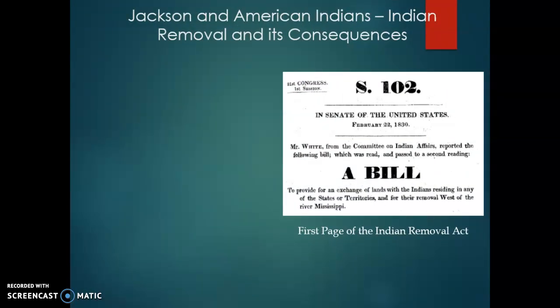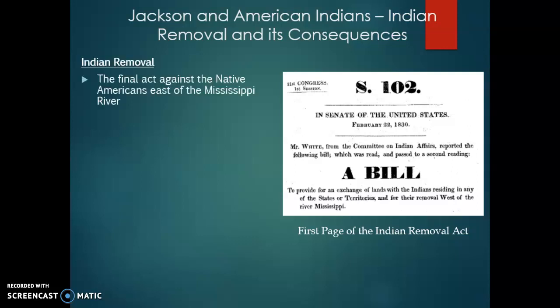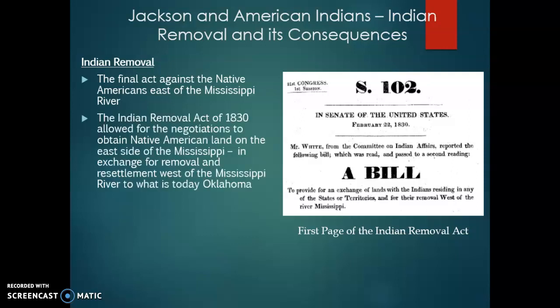The other thing, let's return to Andrew Jackson here. One of the things that's really a darker mark on his legacy is the Indian removal. This was the final act against the Native Americans east of the Mississippi, and this will finish moving them off their lands up and down the East Coast. It allowed for negotiations to obtain Native American land, and in exchange, removal to west of the Mississippi, in what is today Oklahoma. Interestingly, a lot of natives were put into Oklahoma only to be later pushed off the land again once they found oil underneath there.